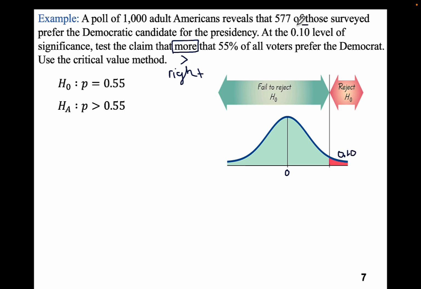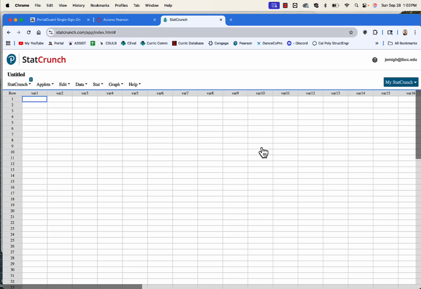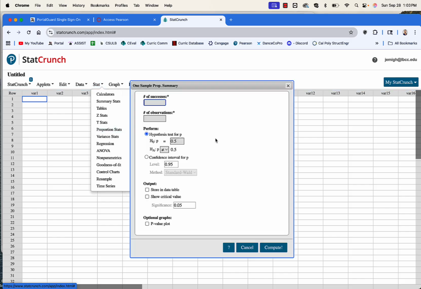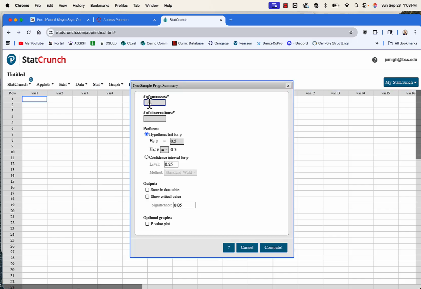It's right here. It's not the default, notice. Default would be 0.05. All right, let's run this through StatCrunch. We'll find that program under the Stat menu, Proportions, One Sample with Summary. We had X 577, N 1000. This defaults to 50-50. We have to change ours to 0.55, just according to the directions or the wording in the claim.